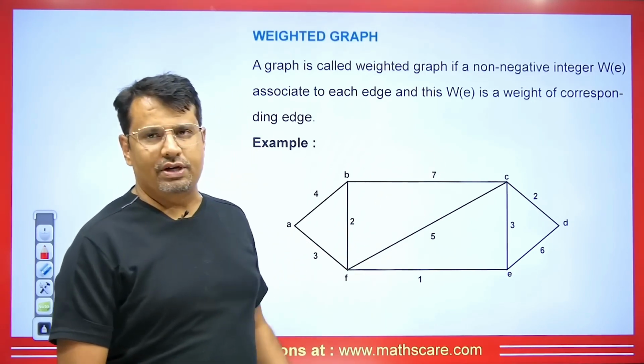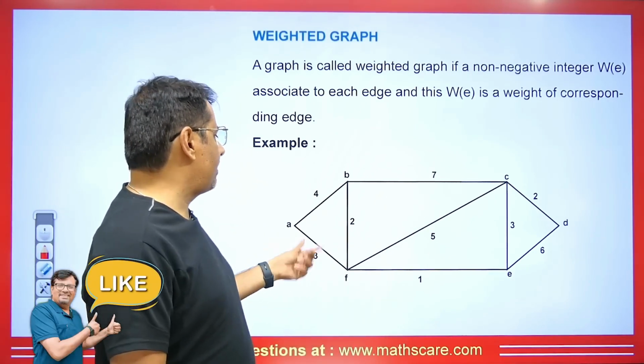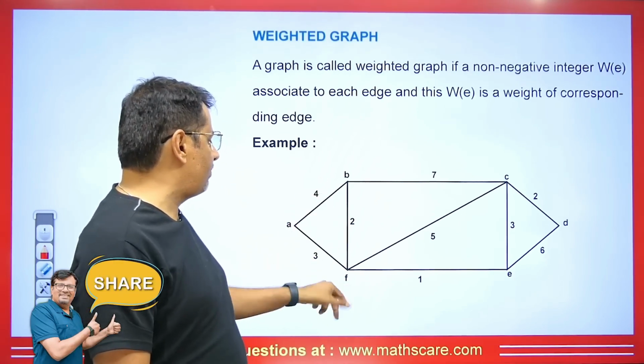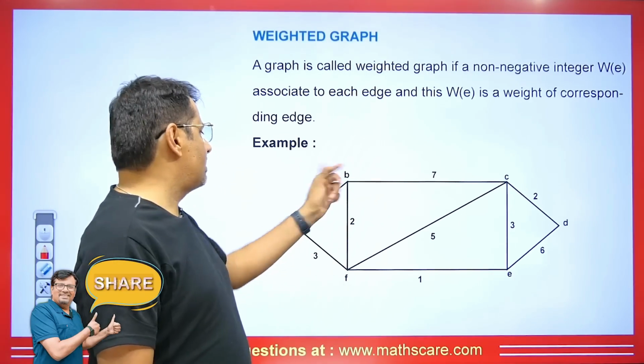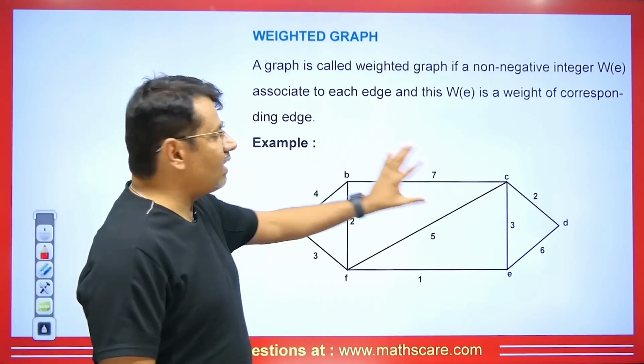But in a weighted graph, we take distance. And you know distance is always positive, so we denote it with a positive integer. Like we have 3 here, meaning the distance between A and F is 3. The distance between A and B is 4 and this will be its weight. Okay, we have this graph here.